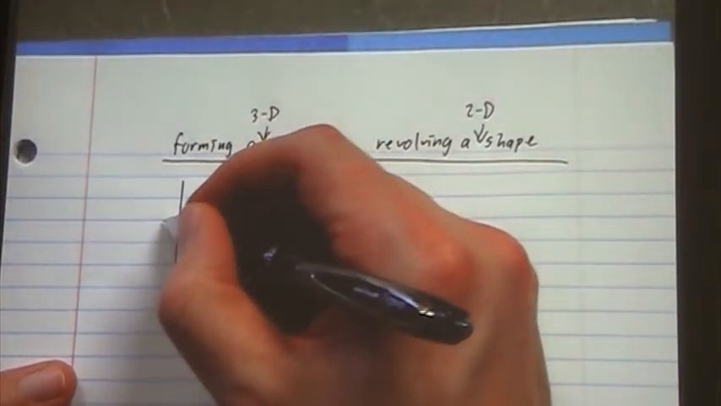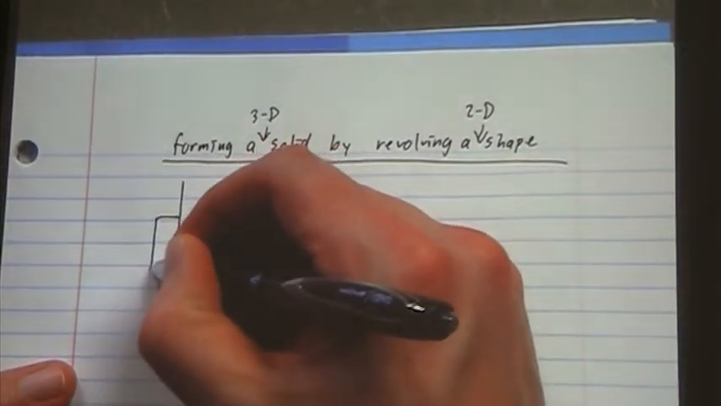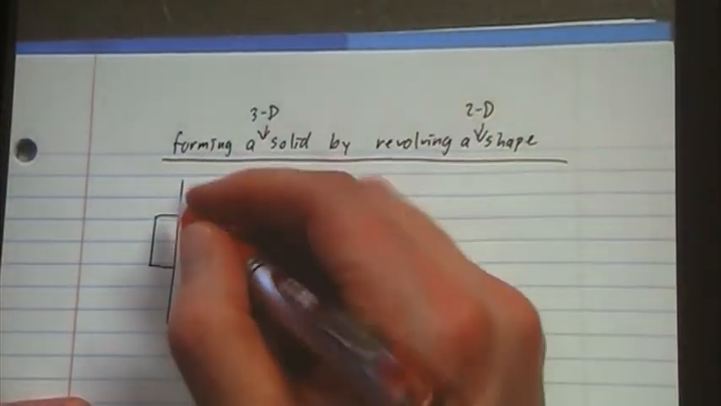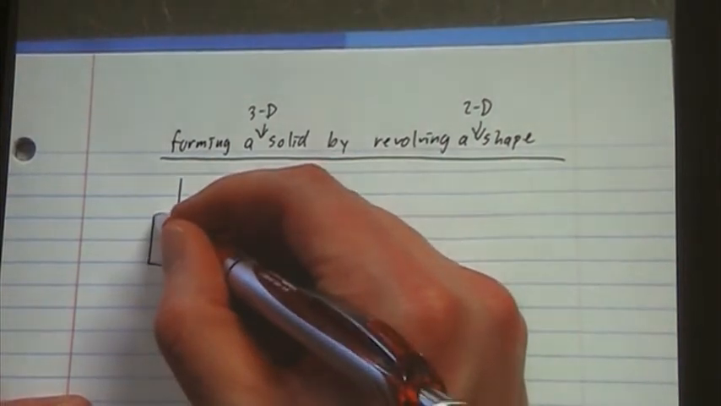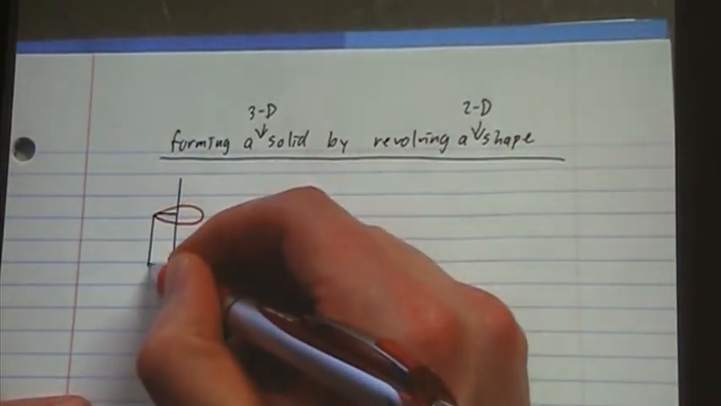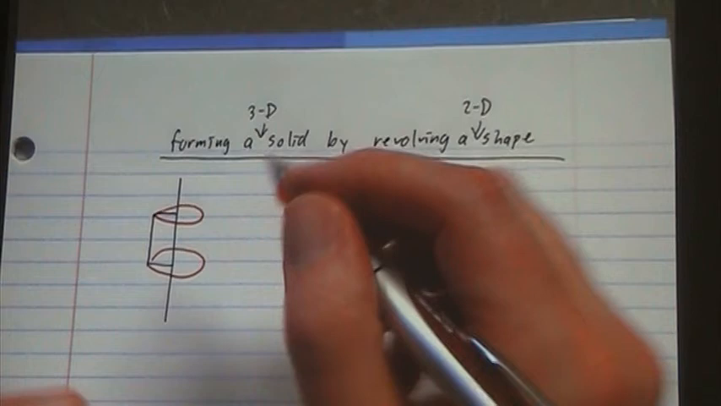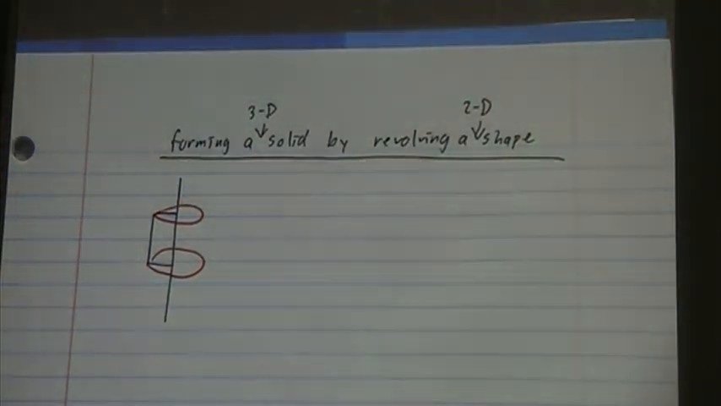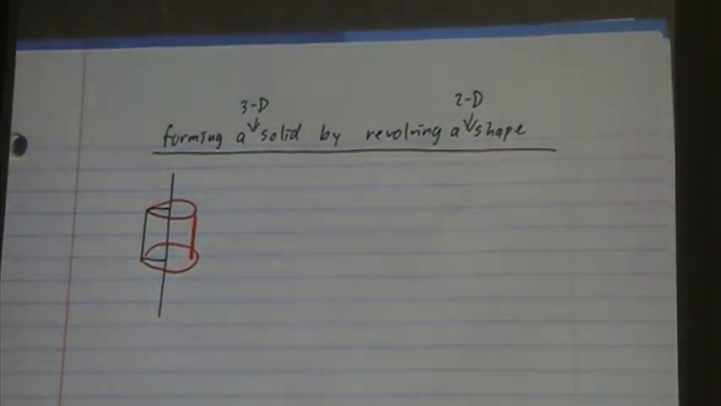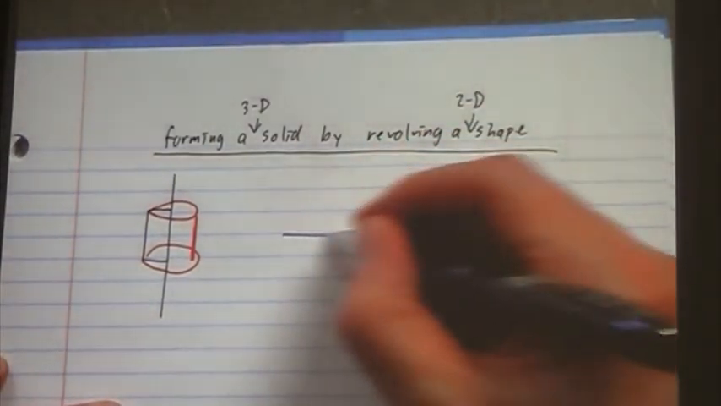An example might be like this. If you were to rotate this rectangle, what would you get? Well, if you were to rotate this guy around this line, you get a shape kind of like this. One thing I want you to note is you're going to get circular shapes here. Why? Because you're rotating, and rotating is a circular movement. Anyway, this would become a cylinder.